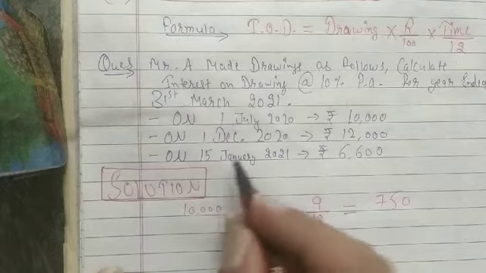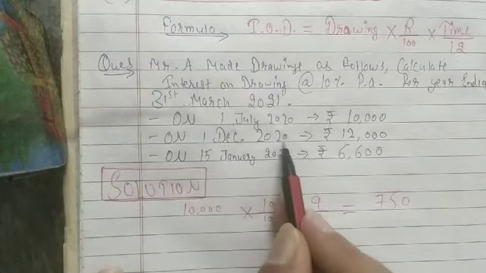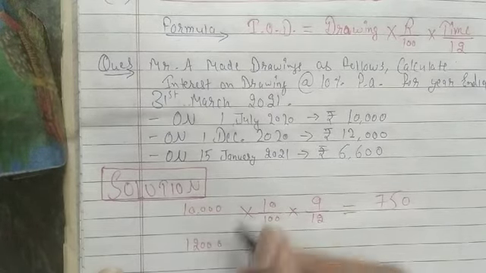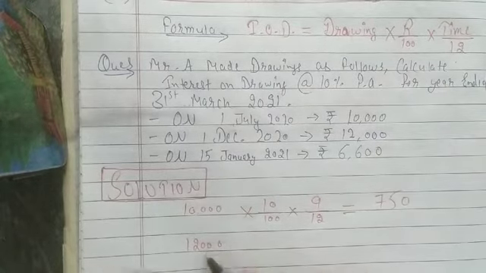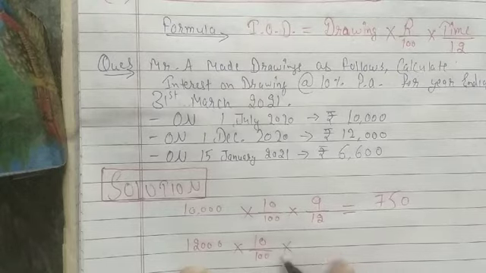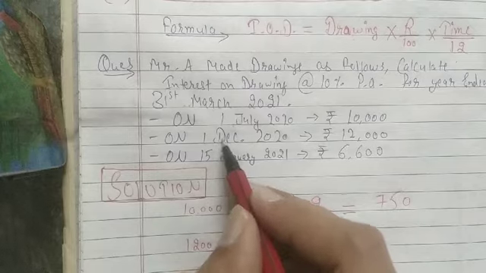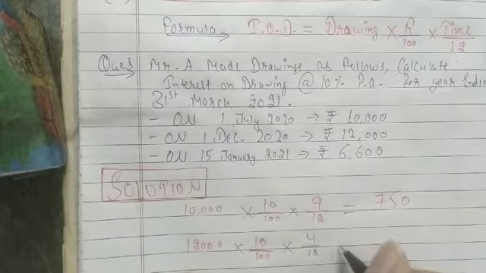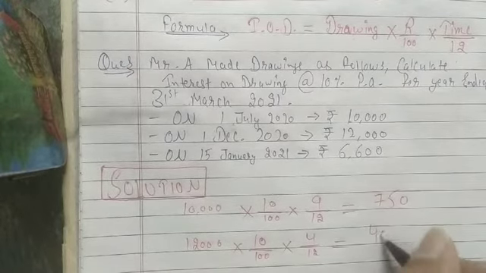Fine. See, next drawing he made on 1st December 2020, rupees 12,000. The formula is same. Drawing into rate upon 100 into time upon 12. Drawing 12,000 into rate is 10% into time. Now see, this drawing is made on 1 December. So 1 December to 31st March we have 4 months. So into 4 over 12 and your interest on drawing for that will be 400.